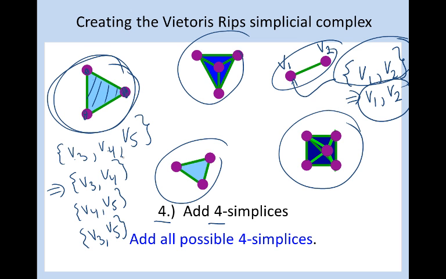And also, if I have this triangle, then I have these three edges. So I also have each of the individual vertices, V3, V4, and V5. If I know I have the triangle, I know I have all subsets. So if I know I have this triangle, I know I have all the subsets, all the edges, as well as all the vertices. And if we want, we can use set notation for the vertices as well.